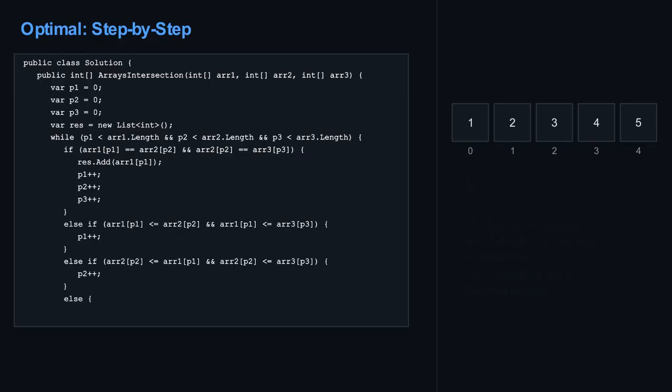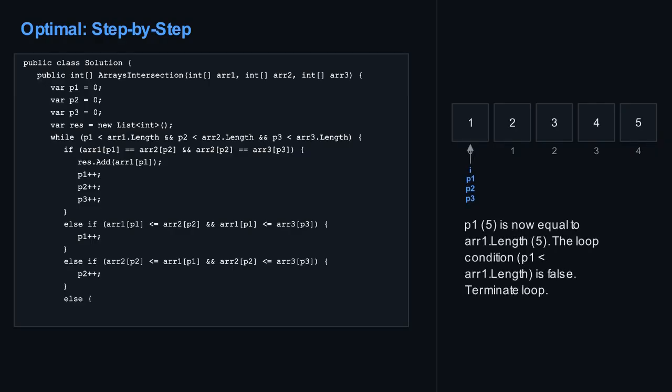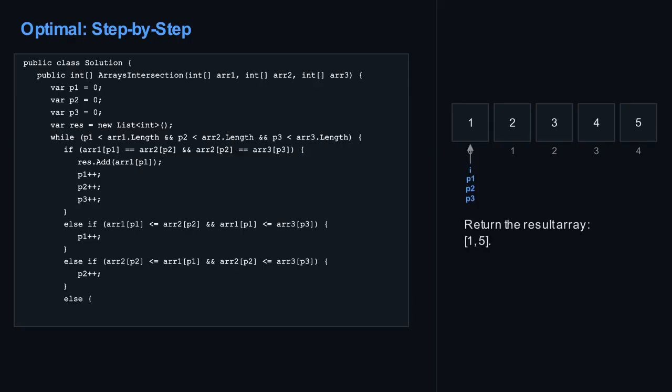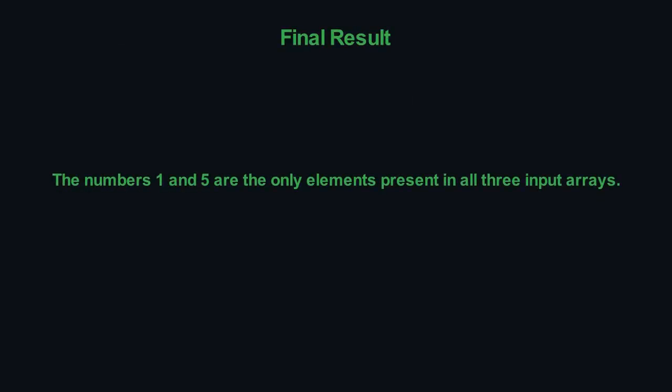Now all 3 pointers are at 5. 5 equals 5 equals 5. Add 5 to result, advance all pointers. Array 1 has nothing left. The loop terminates. The final result for our example is 1 and 5. This is correct because 1 and 5 are the only numbers present in all 3 input arrays. The array is naturally sorted due to our pointer advancement strategy.